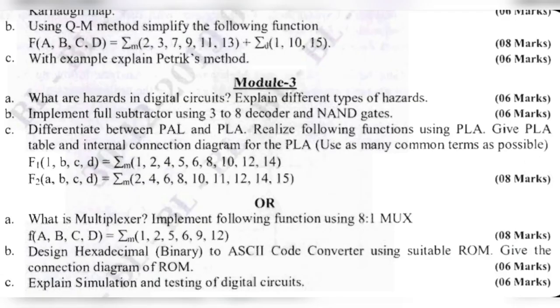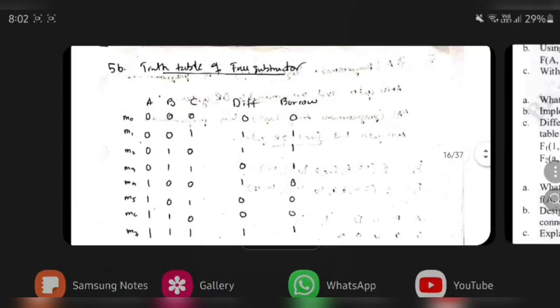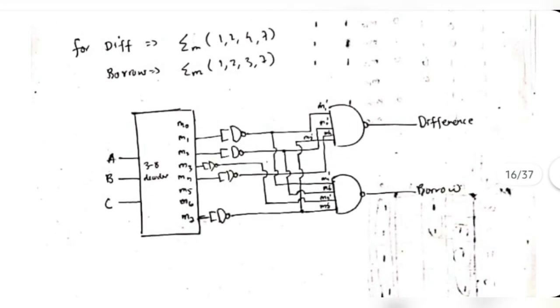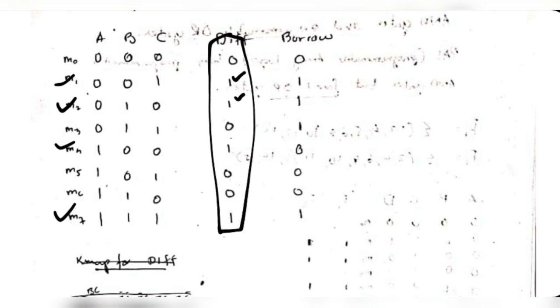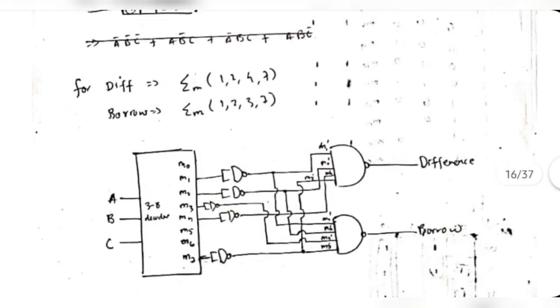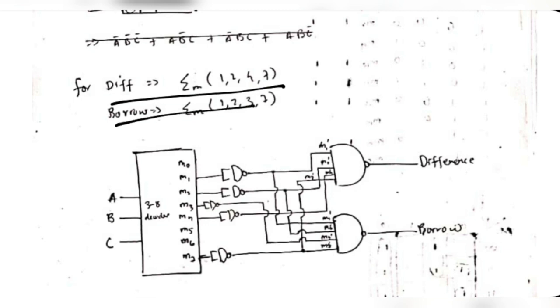In the next question we have been asked to implement a full subtractor using a 3:8 decoder and NAND gates. Let's see how to do that. Firstly we will write the truth table for the full subtractor, with ABC, difference and borrow, and after writing that the next thing is very simple. Note down the min terms here. See, where is the difference high? For min terms 1, 2, 4 and 7 the difference is high, so we will mention that here. And for borrow also it's the same thing.